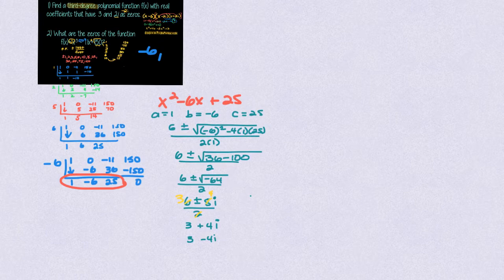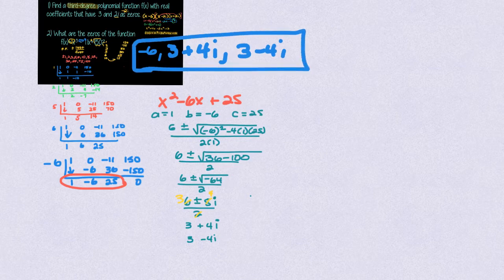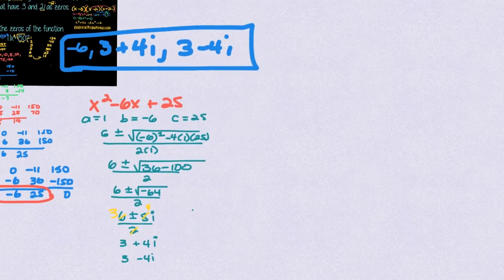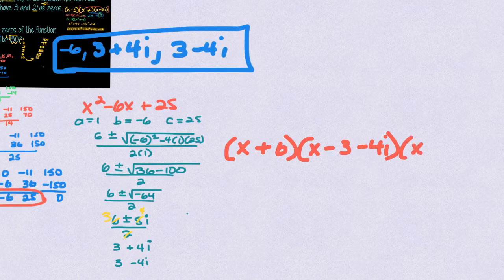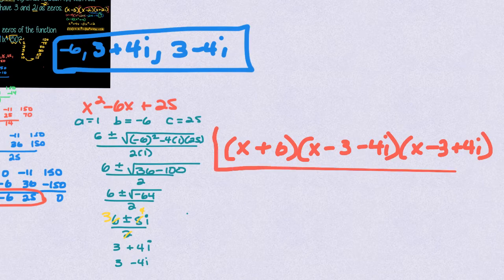So I've got 6, 3 plus 4i, and 3 minus 4i. So roots or zeros or solutions would be listed out like that. If it had asked for the product of linear factors, then I put each of those behind the x minus. So let's say that it had said list them as linear factors, then it would be x plus 6, I would change the signs, x minus 3 minus 4i because the negative goes to both, x minus 3 plus 4i because the negative goes to both. So this would be listed as a product of linear factors.